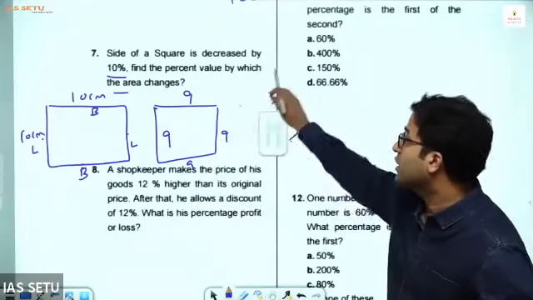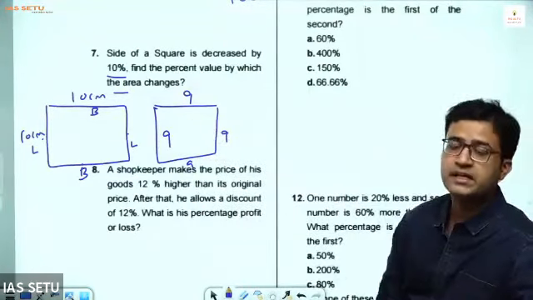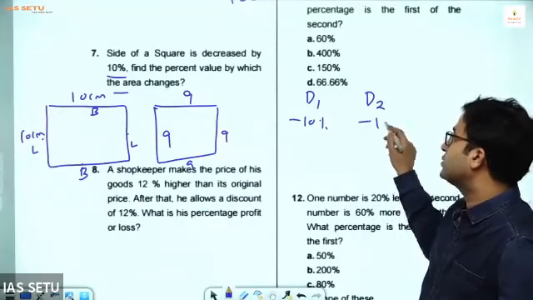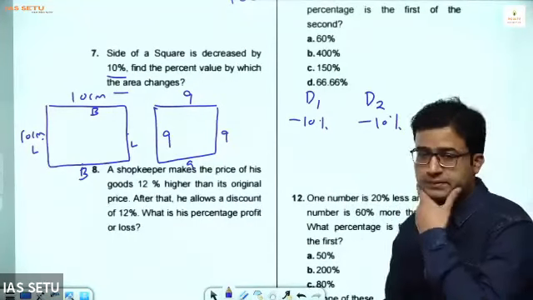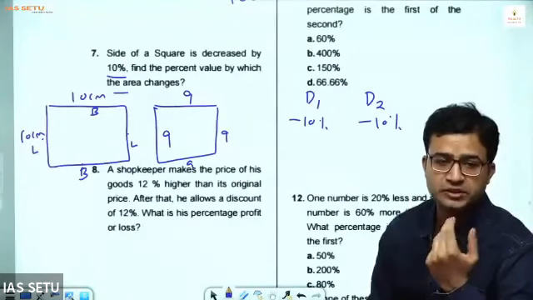So here, if side of a square is decreased by 10%, it means both the dimensions, first dimension is reduced by 10% and the second dimension is also reduced by 10%. Dimension तो दो ही है यहाँ पे, length and breadth. तीसरी dimension होती है height.